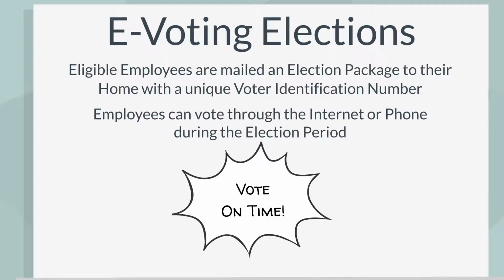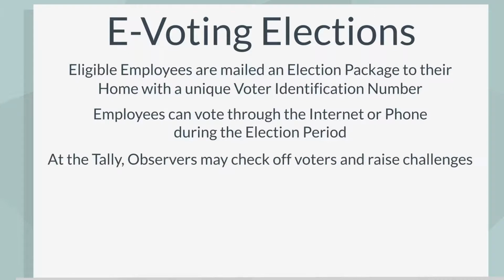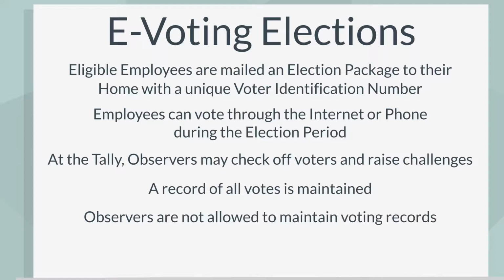At the tally, the FLRA will print a report of who voted. If observers are present, similar to mail ballot elections, observers check off voters' names from the eligibility list and raise any challenges. Unresolved challenges are not counted. However, a record of all votes is maintained in case a challenge ballot impacts the election's outcome. Once that is done, the eligibility list is collected by the FLRA agent. And just as with any type of election, the observers are not allowed to maintain voting records.